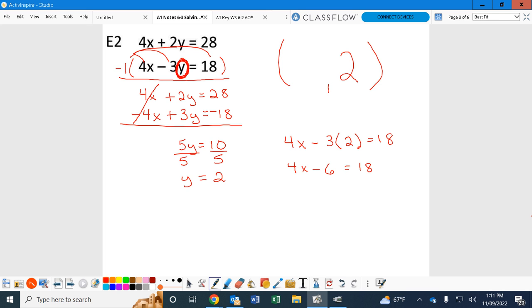Good. Okay, guys, so when we multiply by 2, that's going to make it 4x minus 6 equals 18. We're going to add 6 to both sides. It's going to make it 4x is equal to 24. Divide both sides by 4, and x equals 6. There's your solution. That is the solution to this system of equations.